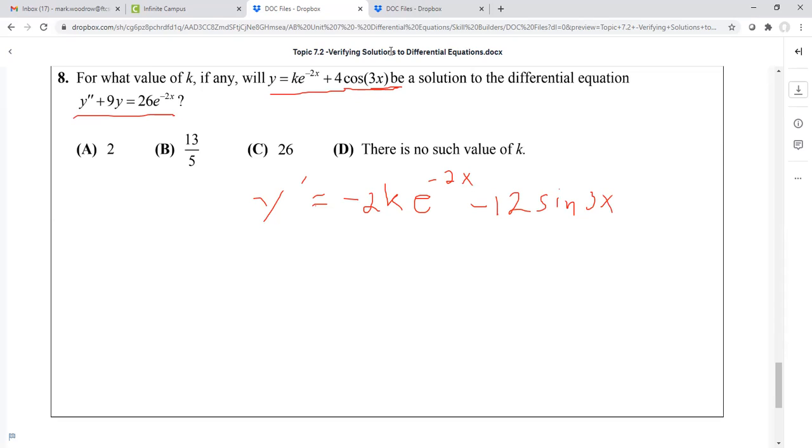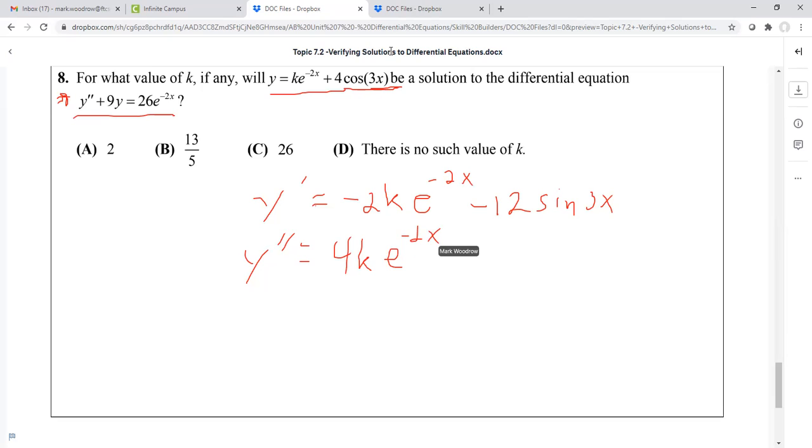So that's the first derivative. And then I'm going to do the derivative of that because I need y double prime because of what it says right here. So again, when I do the derivative of e to the negative 2x, I leave it e to the negative 2x times the derivative of negative 2x, which is negative 2 again. So I take the negative 2 from the exponent times the negative 2 in front, gives me a positive 4. And I still have k e to the negative 2x.